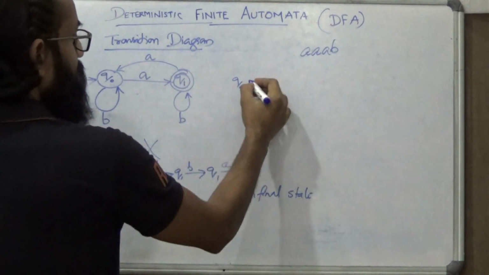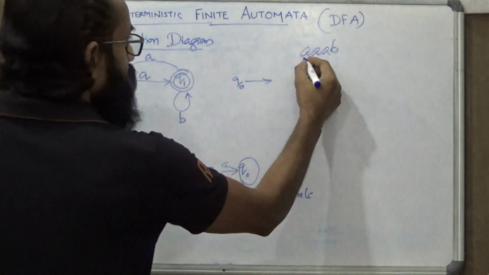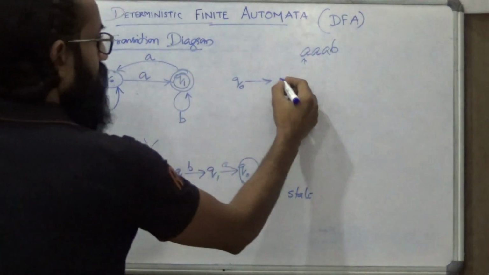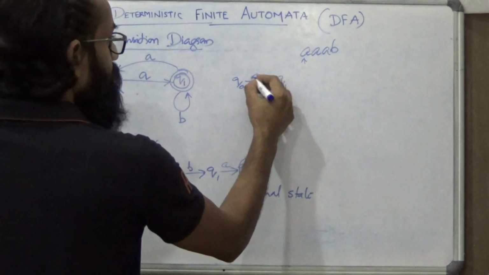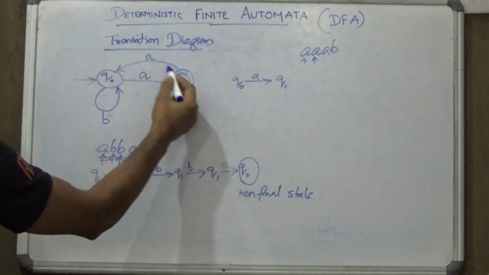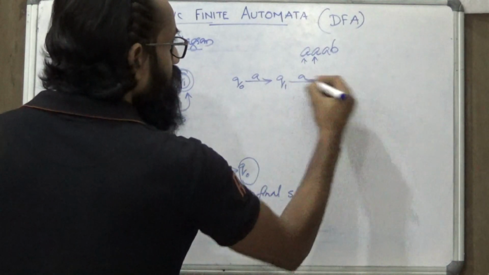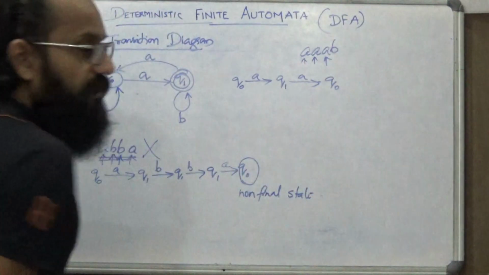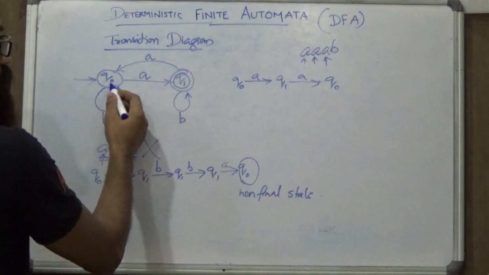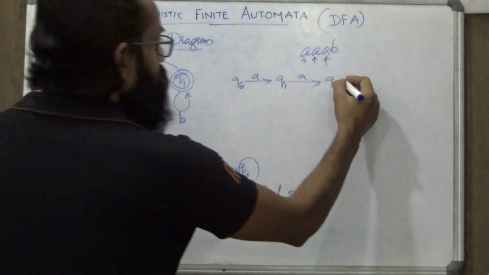So initially the machine is in state Q0. We can trace the transition path. From Q0 it will read A. From Q0, by reading A, it will go to state Q1. Now from Q1 it will read A. From Q1 for input A, it will go to state Q0, and the read-only head will advance one unit to the right. Now from Q0 the input encountered is A, so it will go to state Q1.